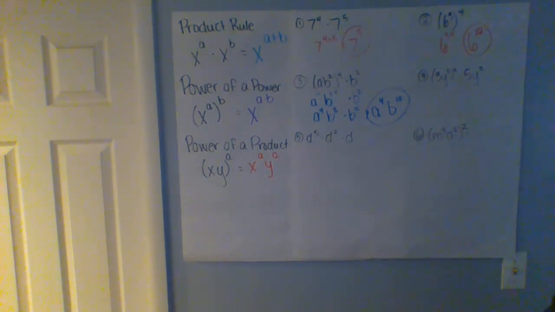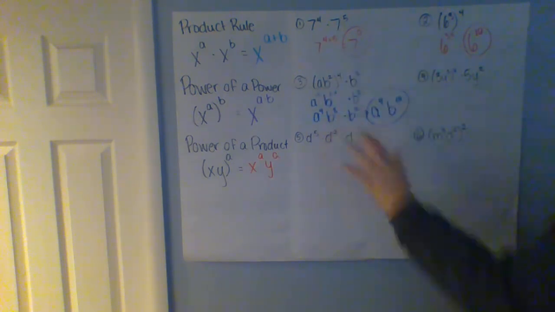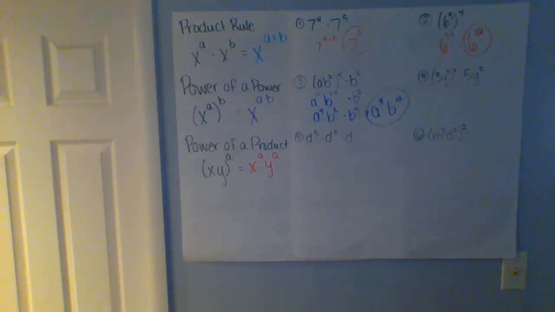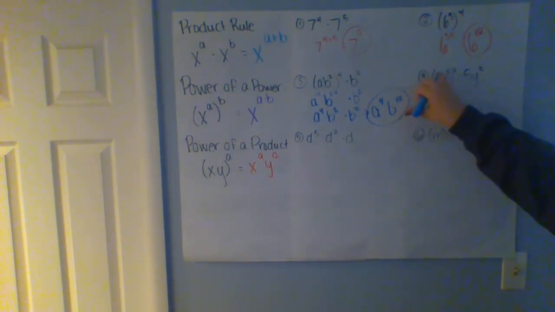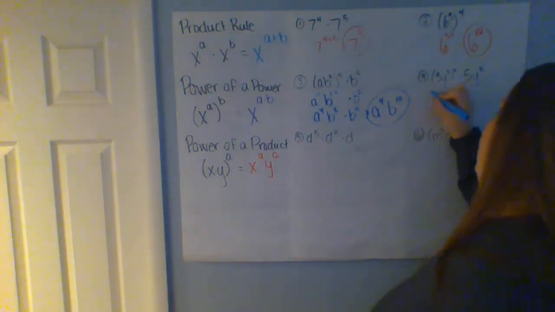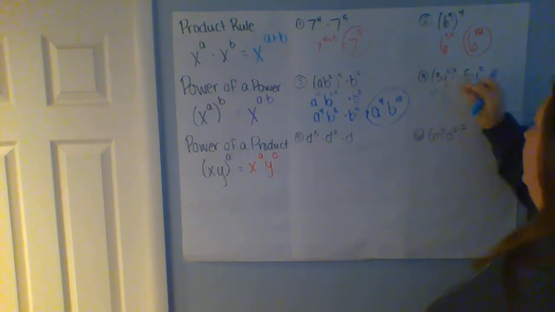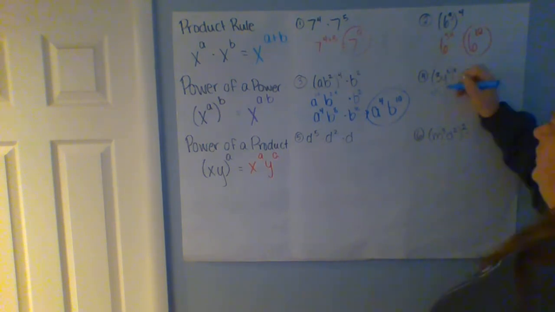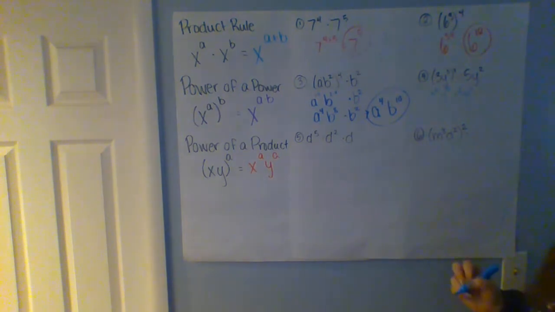Our fourth example is 3y to the 5th, squared, times 5y squared. This is kind of similar to this, where we got the power of a product and then we have the power of a power rule going on. And then we're also going to end up having a product rule. So this squared is going to go to both of these. So we have 3 squared. We have y to the 5 times 2, which is 10, times 5y squared.